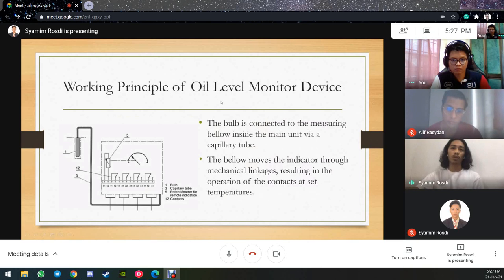So the working principle of the oil level monitor device: the bulb is connected to the measuring bellow inside the main unit via a capillary tube. Number one is the bulb and this one is the capillary tube. The bellow moves the indicator through the mechanical linkage, resulting in operation of the contacts at the set temperature.